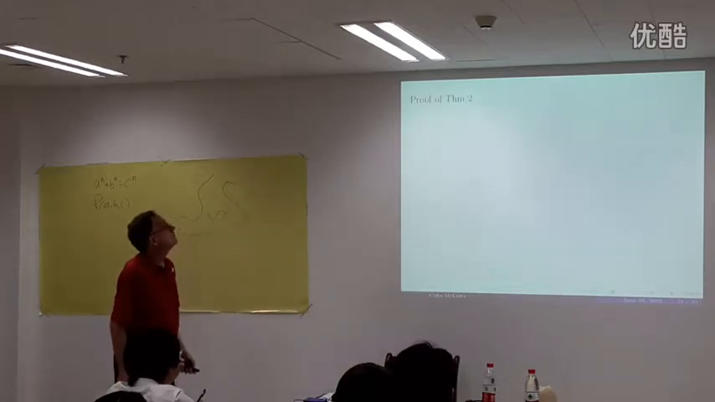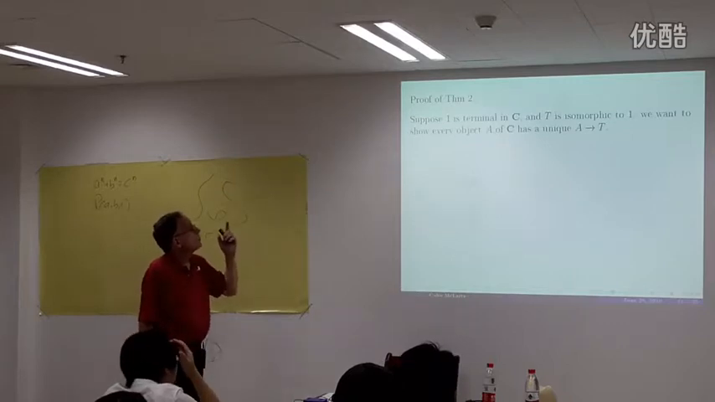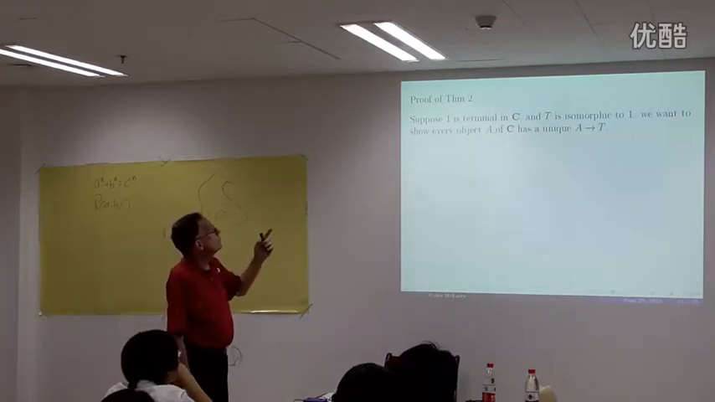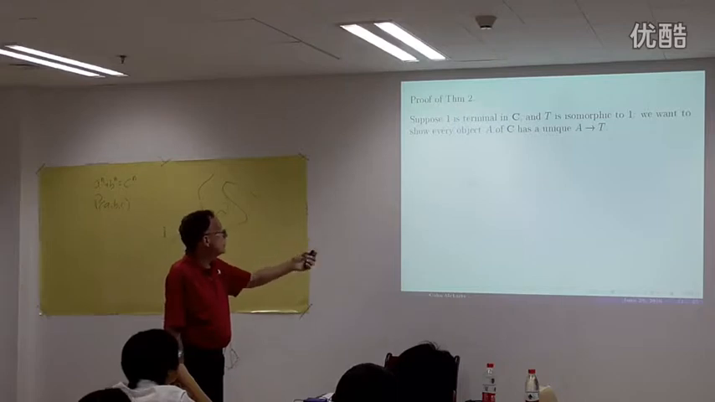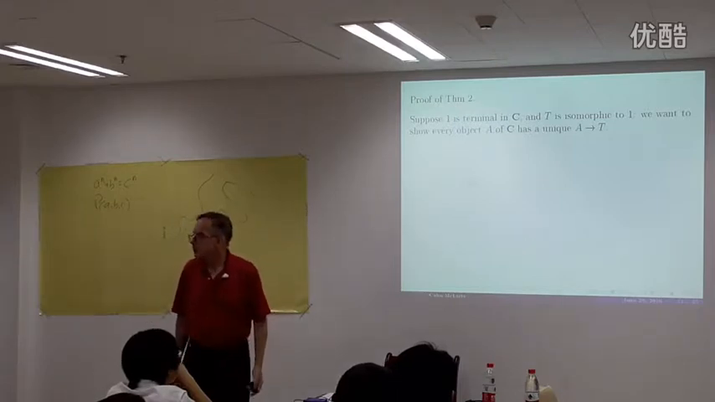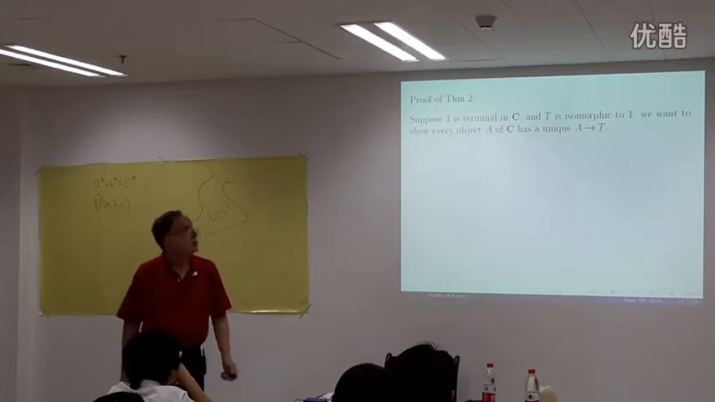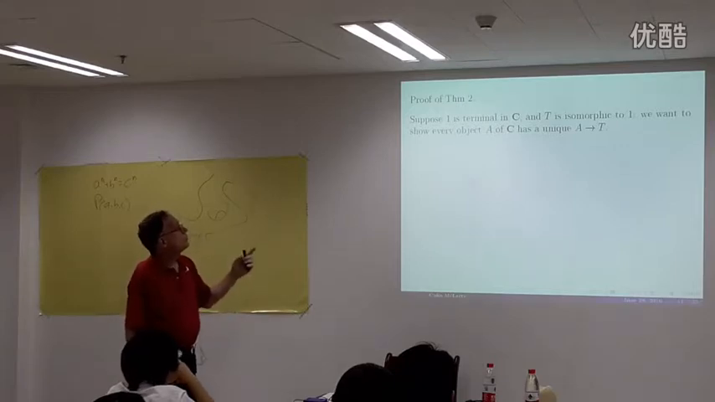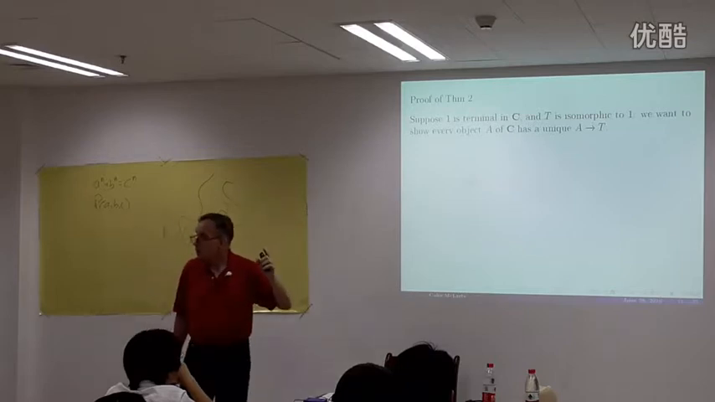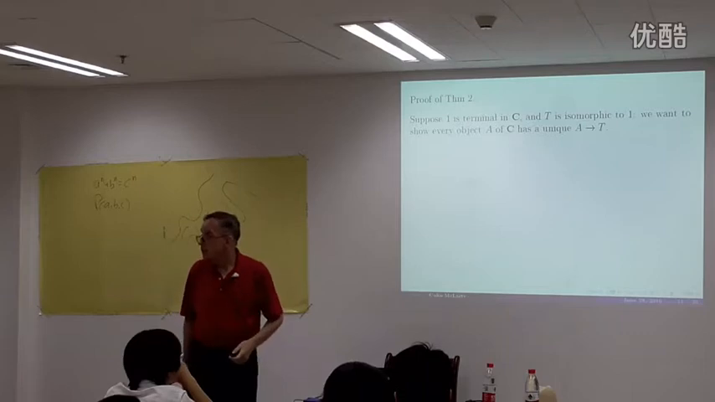And this, the proof of theorem two, now we're going to suppose that 1 is terminal. I like to use the name 1 for an object that I know is terminal. This suggests a singleton set. And T for an object that I'm not sure about yet. Suppose 1 is terminal and T is isomorphic to it. We want to show that T is terminal. We want to show every object has a unique map to it.